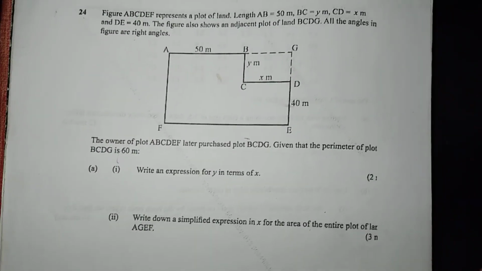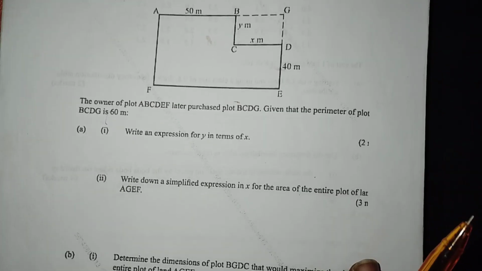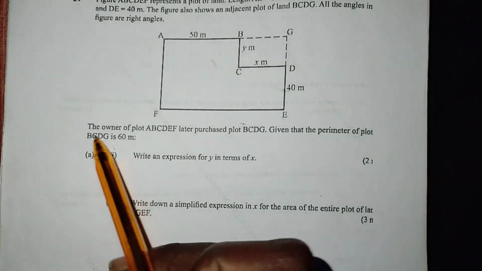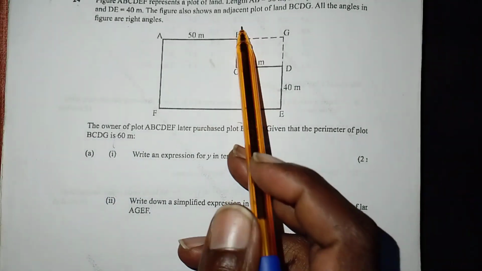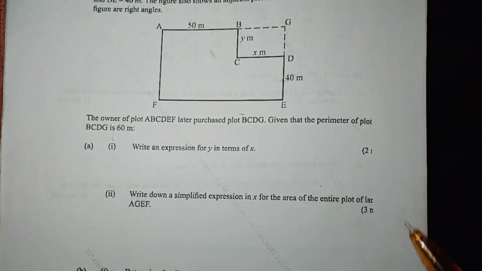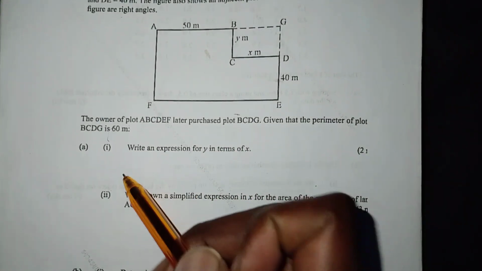The owner of the plot ABCDEF later purchased the adjacent plot. Given that the perimeter of the plot BCDG is 60, write an expression for y in terms of x.